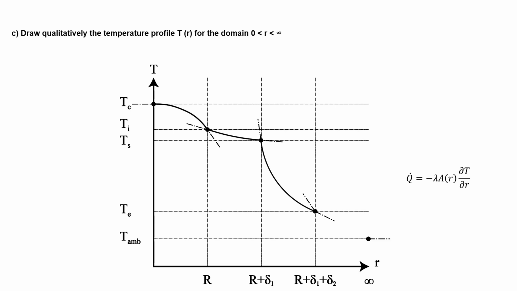When we move to infinity, at some point the temperature will become the ambient temperature and it will remain there. So this shows that based on symmetry conditions and Fourier's law, we can already reason quite well how a temperature profile will look like.